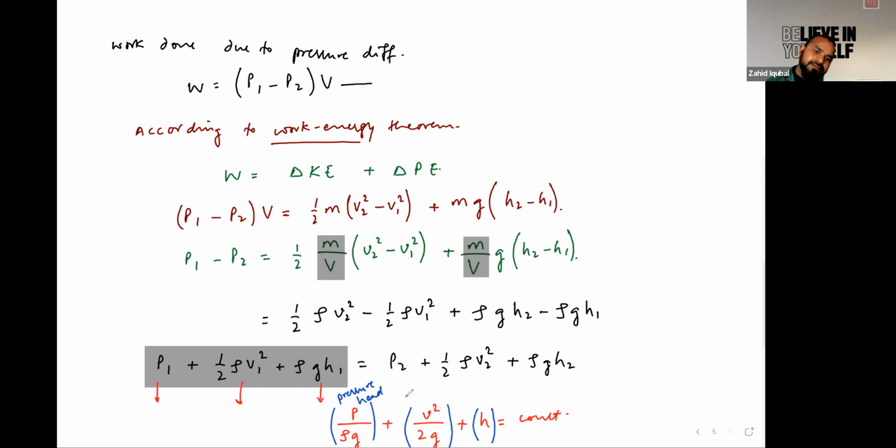Pressure head, velocity head, and gravitational head or gravity head.